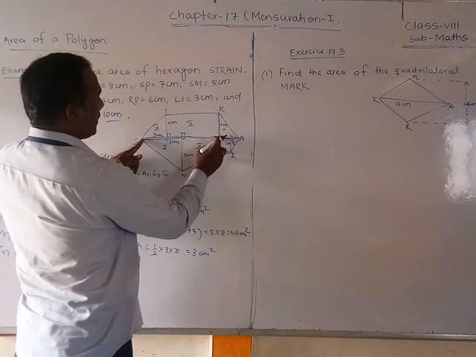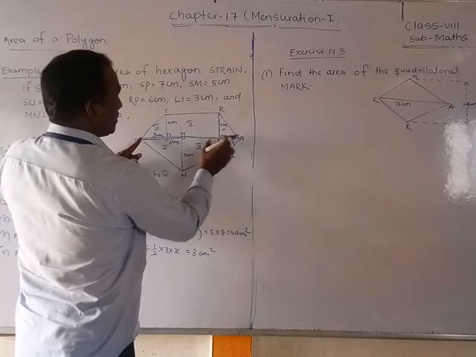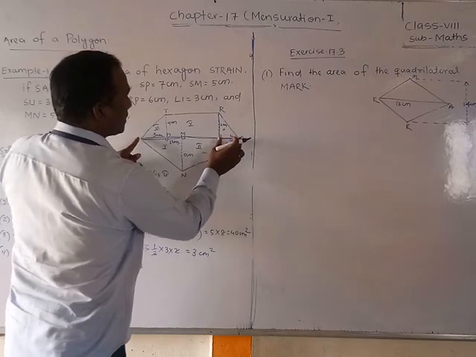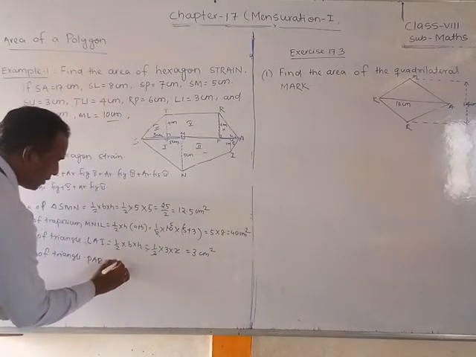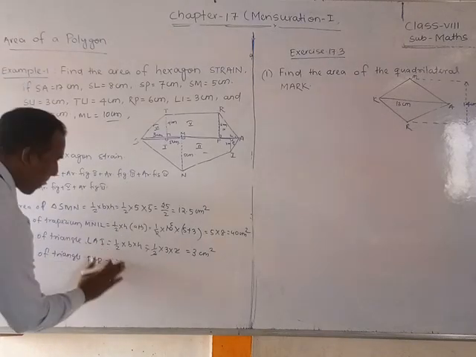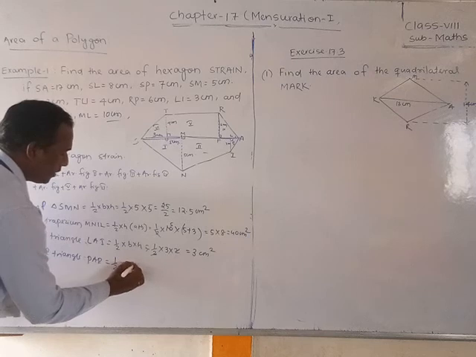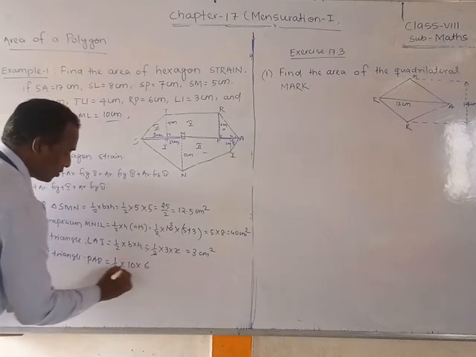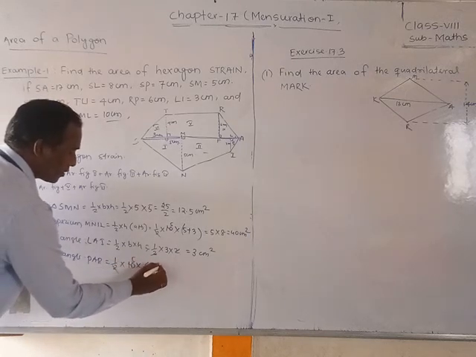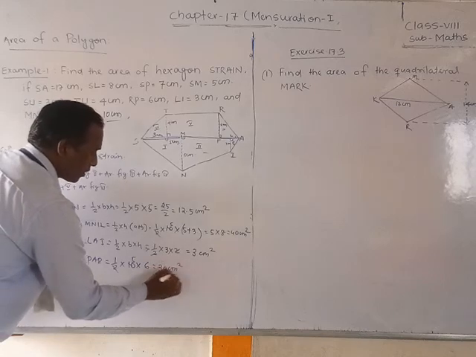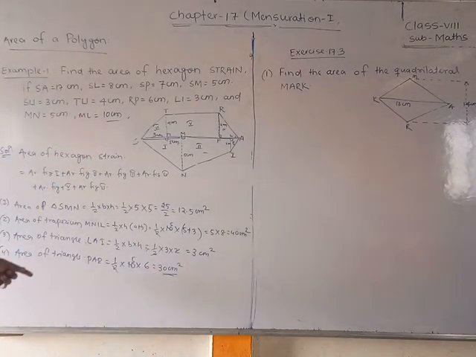So these two here, 10 suppose, then this is 7. This is 10. So the area is half into base into height. Base how much? 10. Height how much? 6. So if you cut, it is 30 centimeter square.